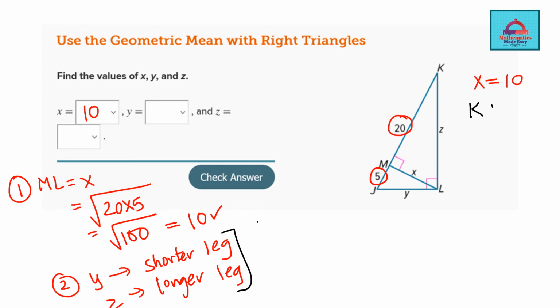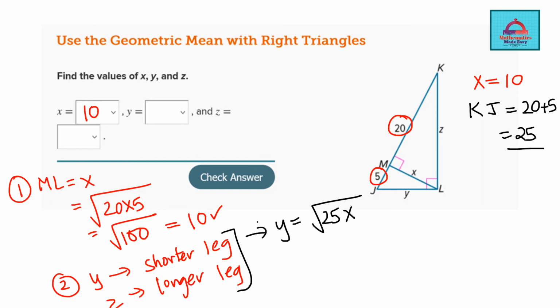So KG is the hypotenuse, which is 20 plus 5, so 25. Now the segment closer to y is 5, the segment closer to z is 20. So we are going to be using that. So y is the geometric mean of 25, the whole of the hypotenuse, multiplied with the one which is closer, so 5. And z is going to be the length of the hypotenuse multiplied with the one which is closer, so 20. So how much is this?